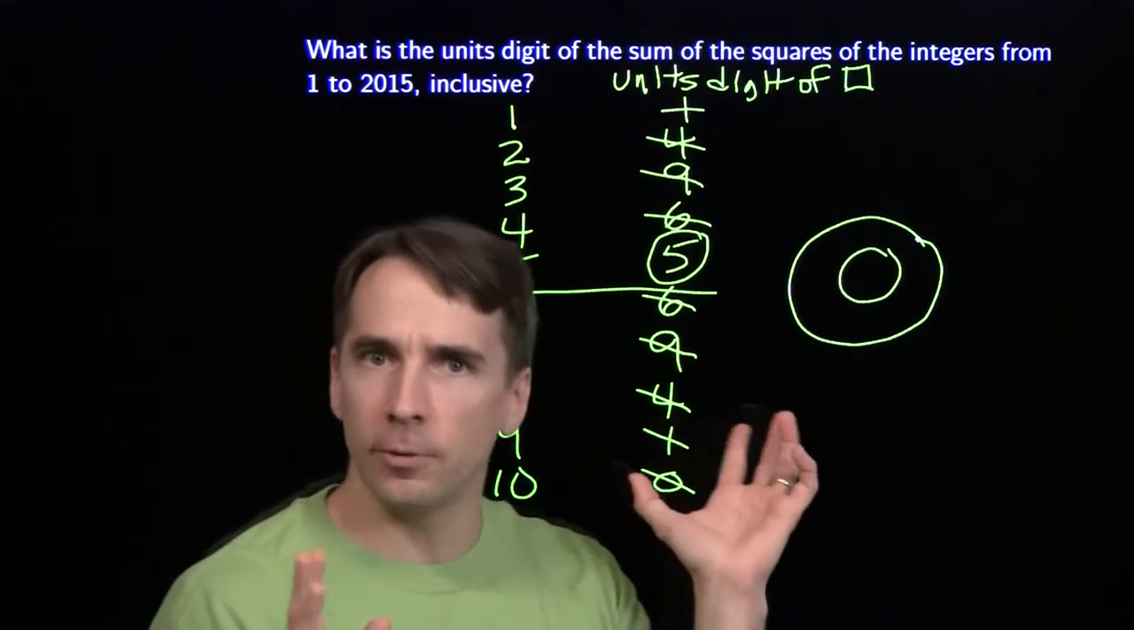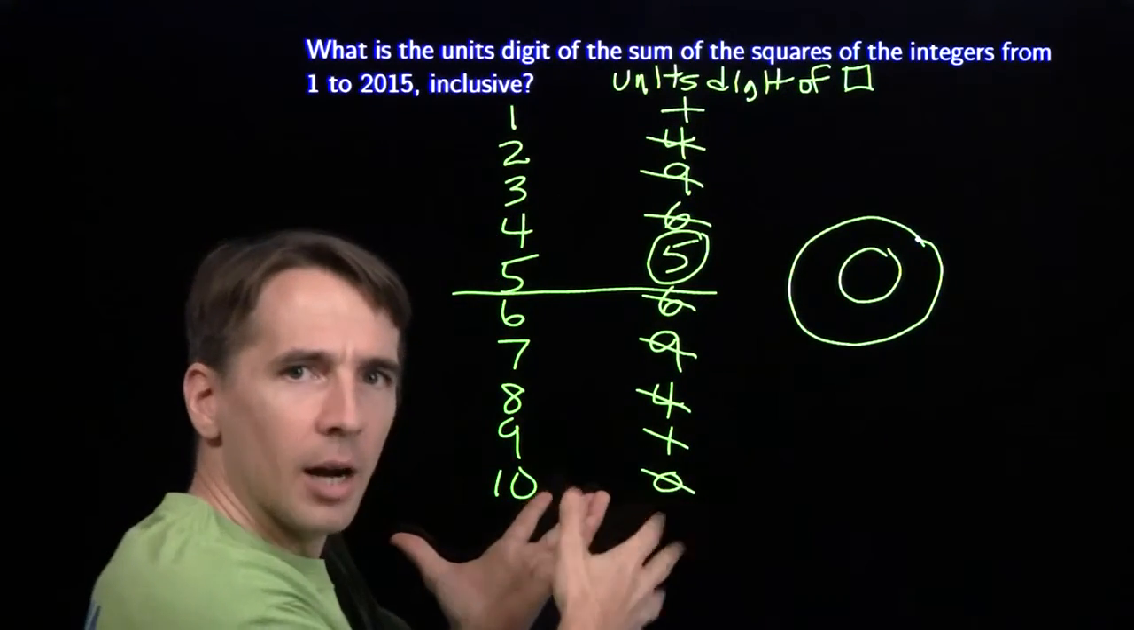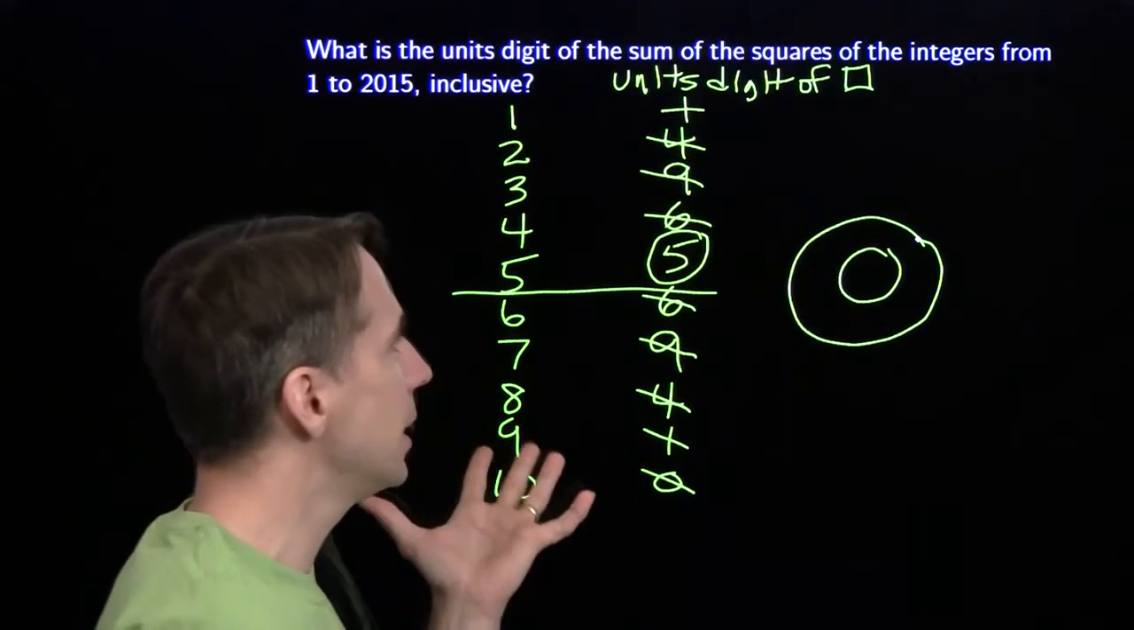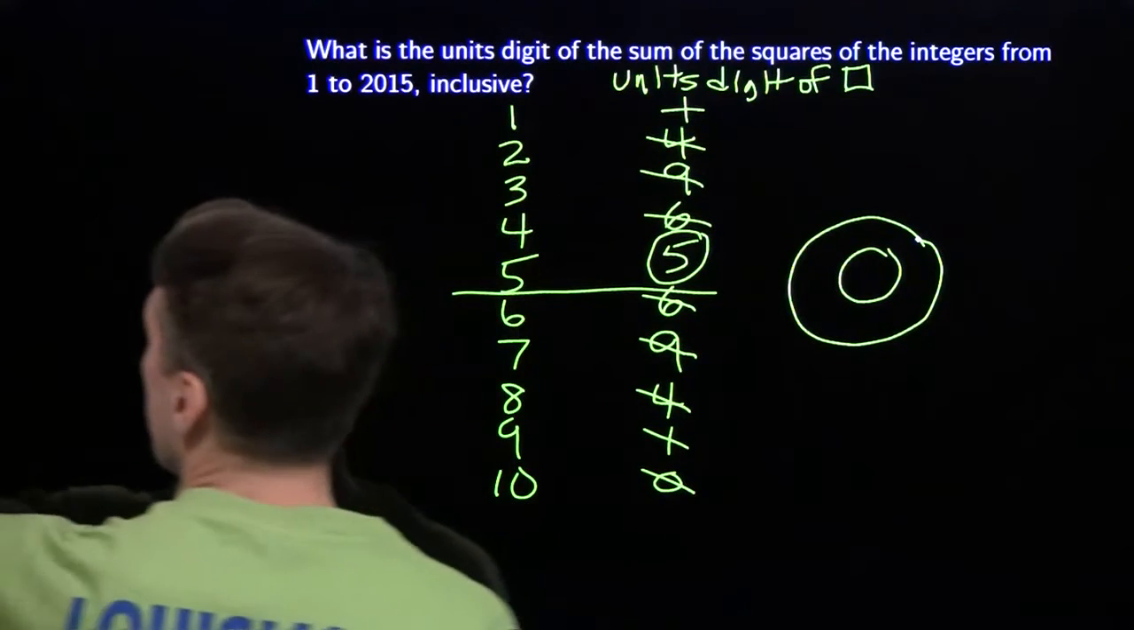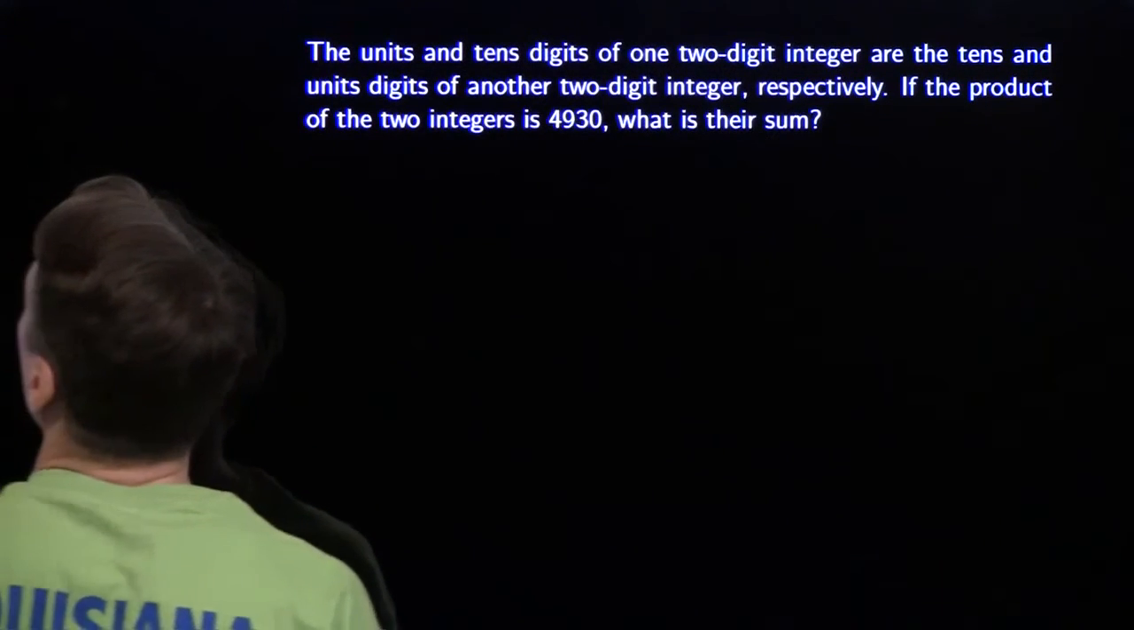So the key ideas here, of course, are, well, don't just stare, play around, look for patterns, look for something interesting, and focus on the units digit. We're on to the next problem, and I'm a little bit closer to eating some pie.